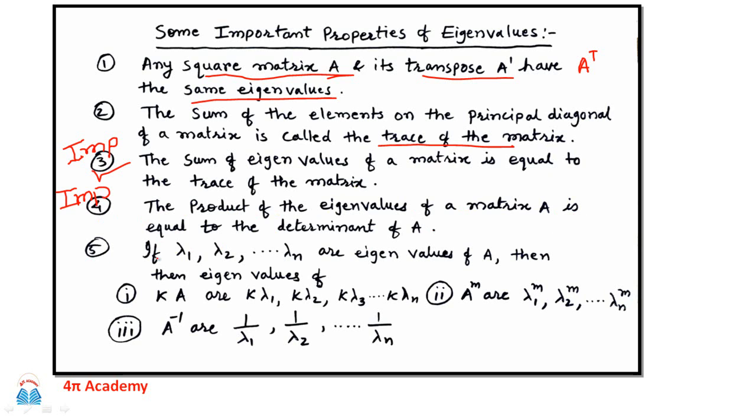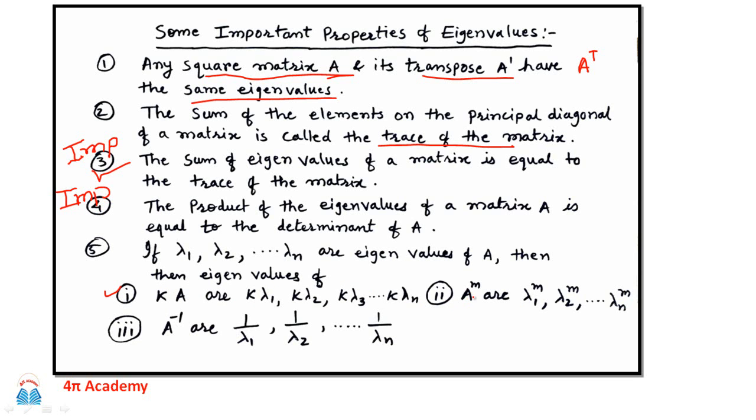Then if lambda 1, lambda 2 and so on up to lambda n are the eigenvalues of A, then the eigenvalues of k into A, where k is any scalar, are k times lambda 1, k times lambda 2, k times lambda 3 and so on up to k times lambda n. So this is also a very important property.